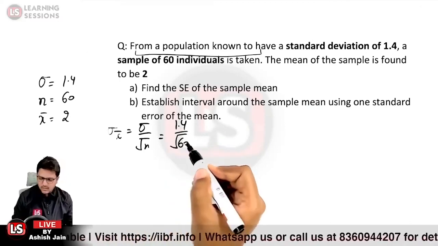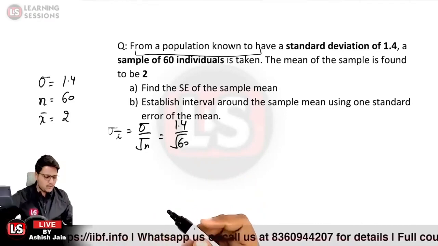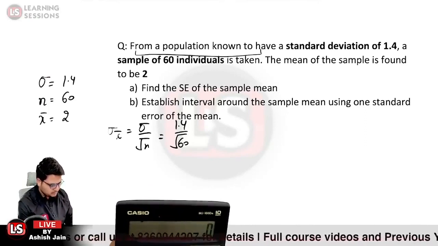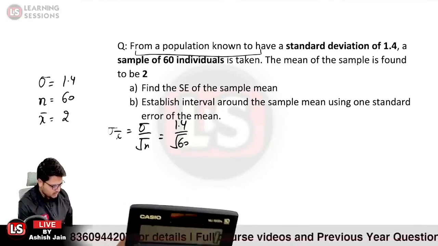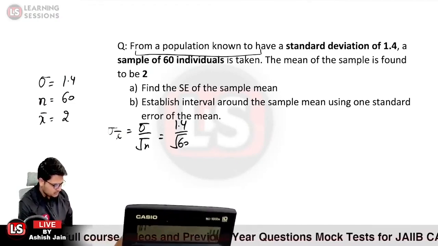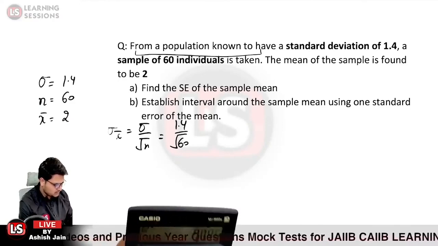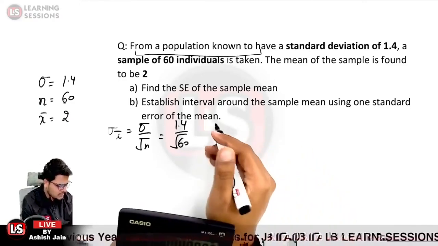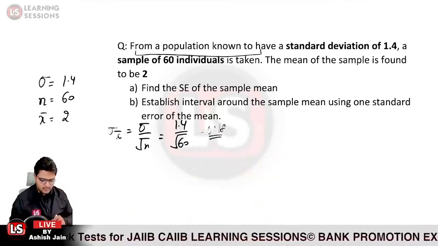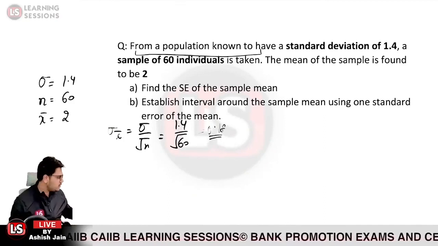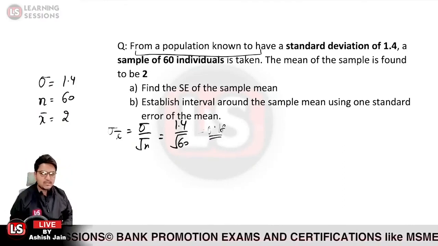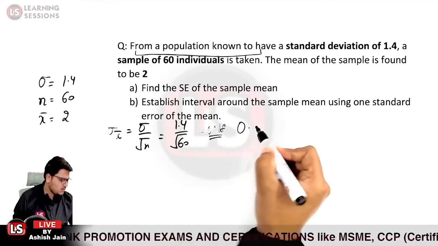So it will be under root 60. So that would be related to it. So it will be 1.4 divided by under root 60. So under root 60 is 7.7459. That is equal to 0.181, or we can simply say 0.18. So that is related to the standard error of the sample mean. That is 0.18.